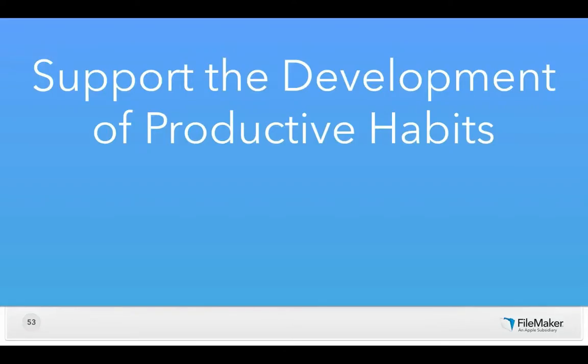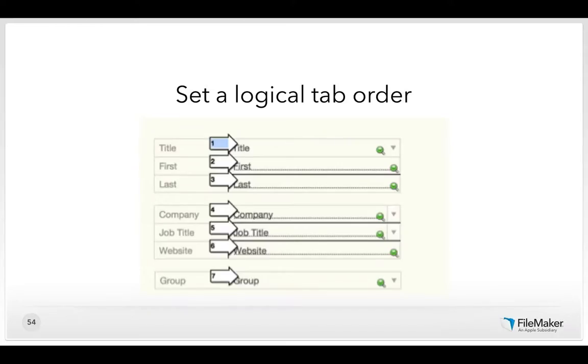You want to support the development of productive habits. People will develop habits to things they do every day, and those habits will either be productive or destructive, and you want to help them create productive habits. To do so, you want to set a logical tab order. Make sure when you finish designing an interface to go back and set the tab order so that it works within the path of completion that you've designed.